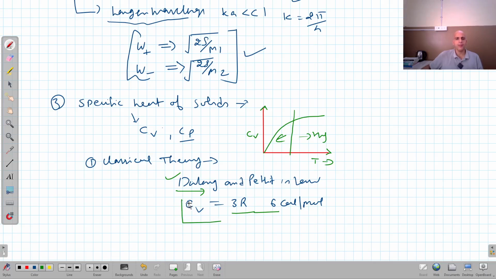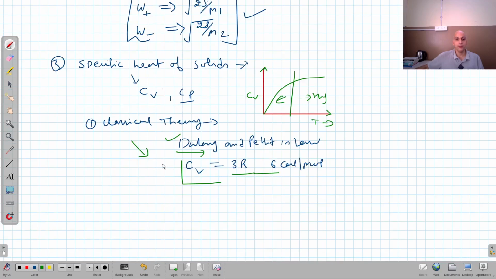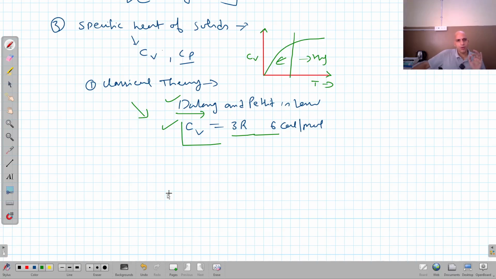Cv is equal to, I'm not going into the derivation, I'm writing it directly. So sometimes the examiner asks what is the specific heat of a solid according to the classical theory or Dulong and Petit's law. So we have to remember that this is the case, right?